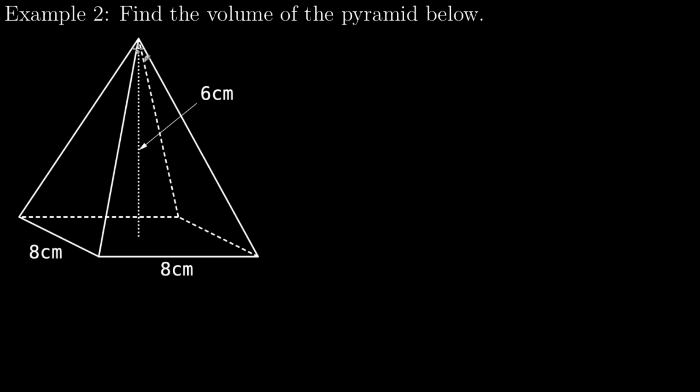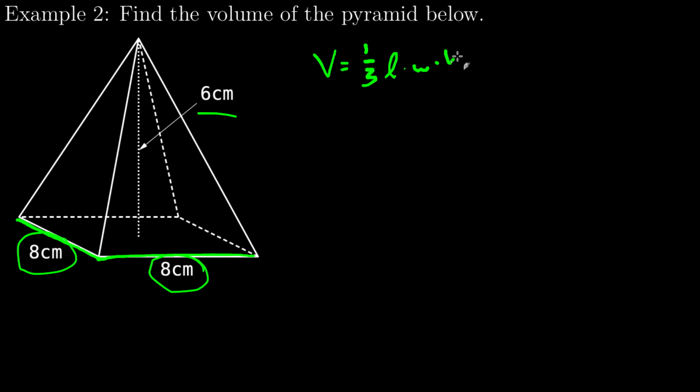Now I need to find the volume of the pyramid below. So I have a square pyramid, 8 by 8 centimeter square at the bottom, with a height of 6. I know that the volume formula for a pyramid is 1/3 length times width times height. So I will have 1/3, 8 times 8 times 6.